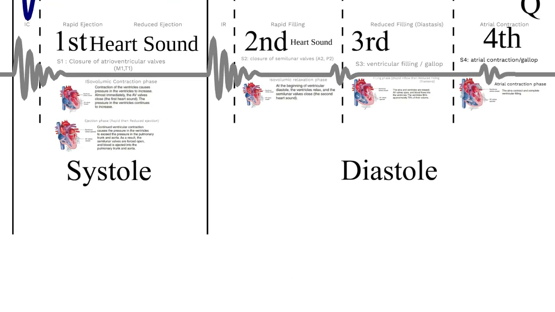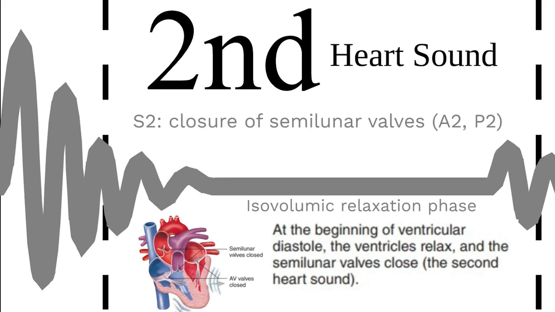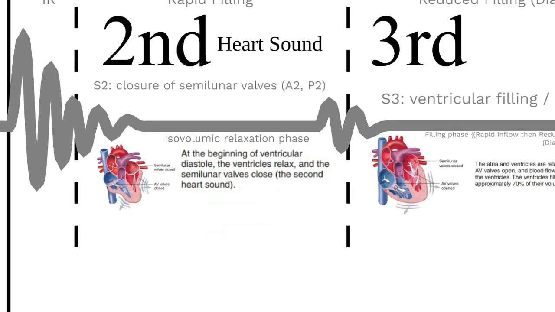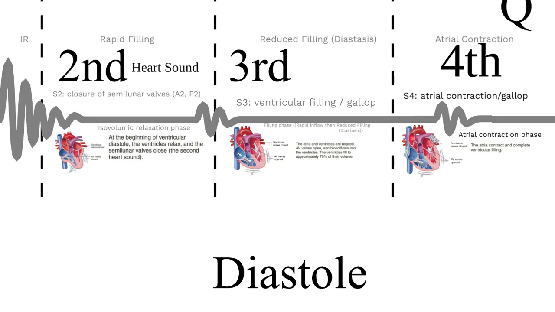For the diastole, it always starts with the closure of the semilunar valves, the aortic and the pulmonic valve. For the systole, it is the isovolumic contraction phase. For the diastole, it is the isovolumic relaxation phase. Same thing, there's no change in volume.